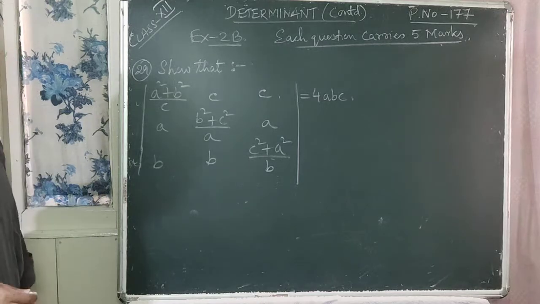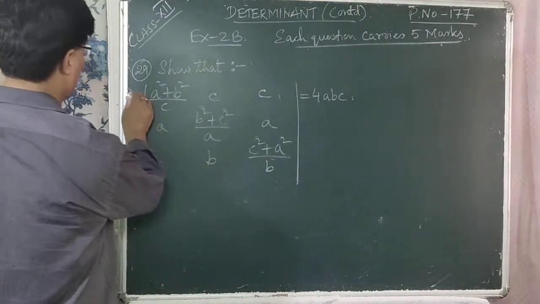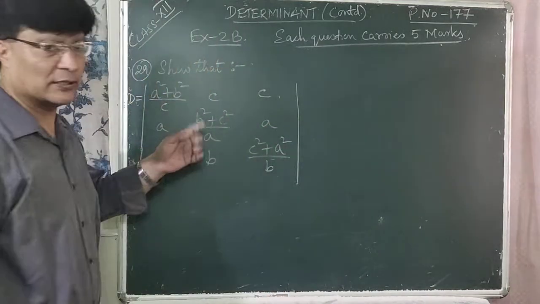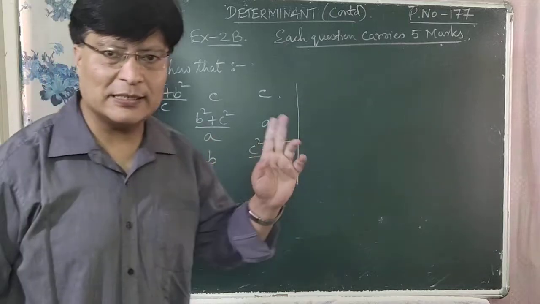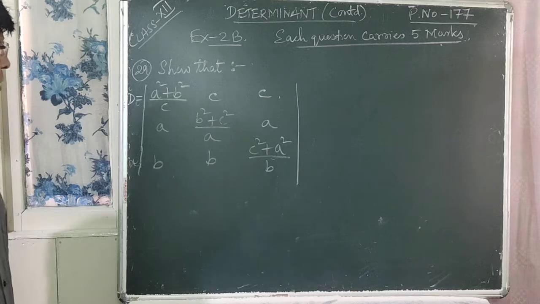So let us write down the left hand side as D. Suppose this is D is equal to the left hand side. You have to prove the left hand side is equal to 4abc. Is it clear now? So let's simplify it.